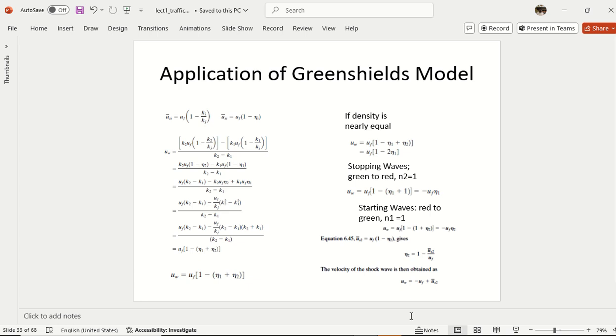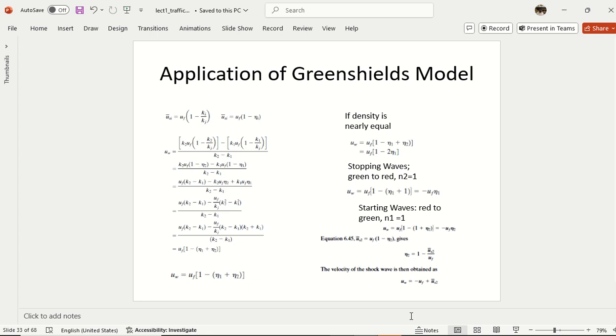So if the initial density and the final density are almost the same, then according to the Greenshield model, the velocity of the shock wave equals UF into 1 minus 2 eta 1. Clear?